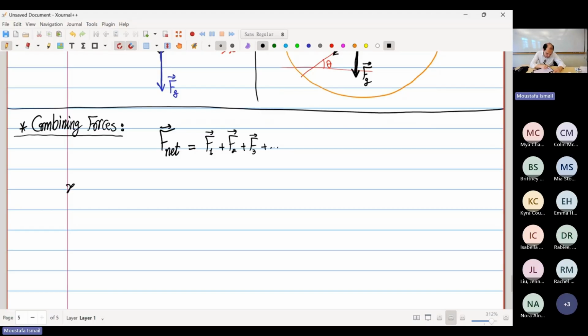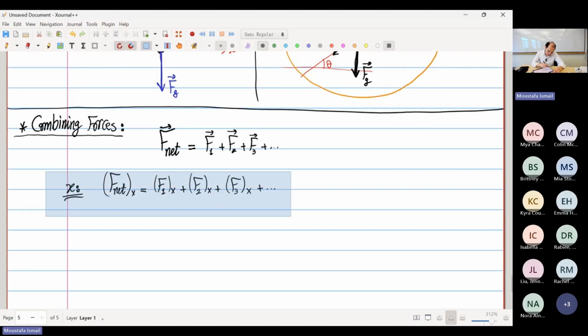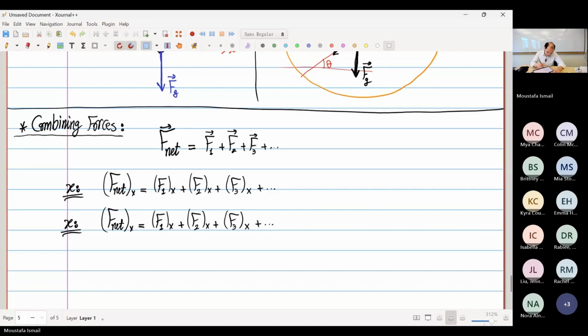So the x component of the net force, F net in the x direction, is F1x plus F2x plus F3x plus dot dot dot. And the same thing for the y component. You just decompose your vector into x and y components in exactly the same way we did with kinematic quantities.